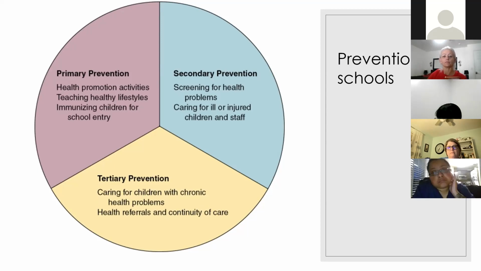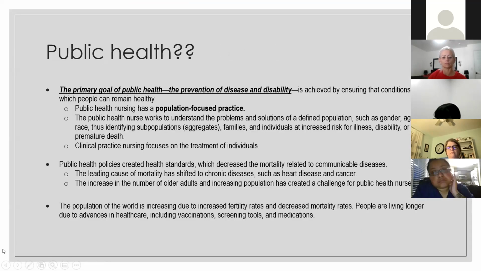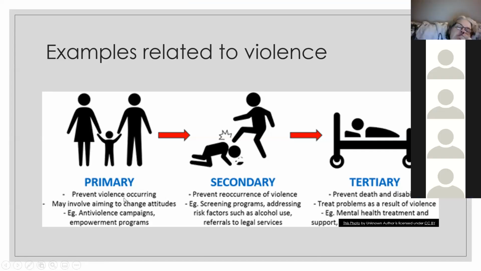And here we go on the next one. So I did violence on this one because I think this is a really good one to look at, because unfortunately, in the community setting, we will see violence all over the place. So in our primary, we're going to try to teach anti-violence campaigns, so you know that it's not a good thing. We're going to try to prevent that violence from occurring.